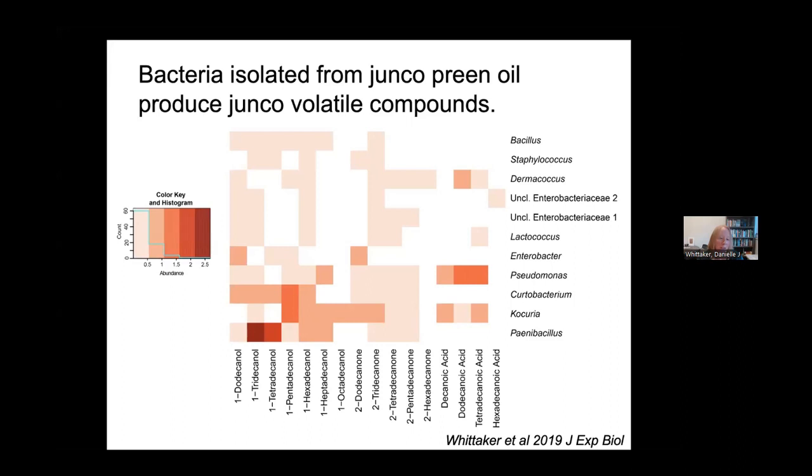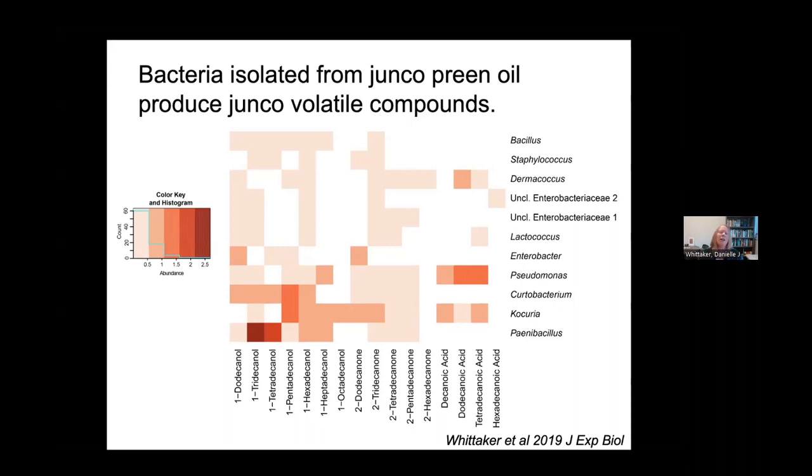So right away, you might notice that every single one of these compounds is produced by at least one of the bacteria, and every single one of these bacteria produces several of these compounds. Now, any individual Junco will have many of these bacteria. You put them all together and you've got Junco smell. So we felt this showed pretty clearly that yes, the bacteria present in Junco preen oil is responsible for creating the odor that the birds use when they're communicating with each other.